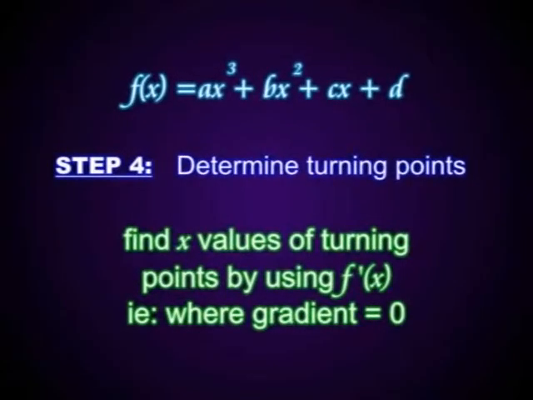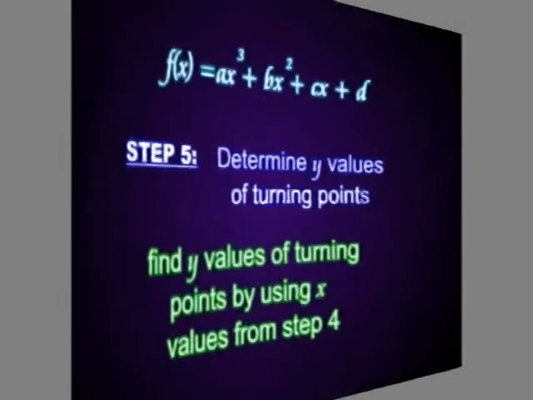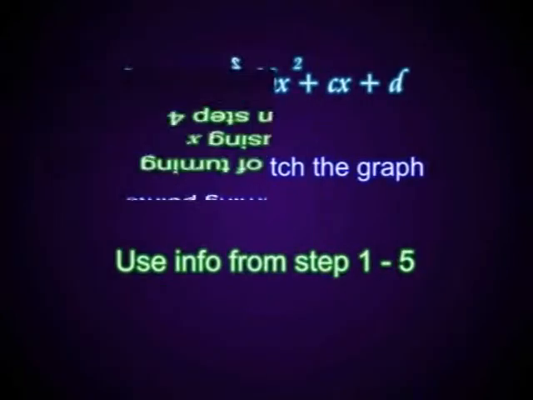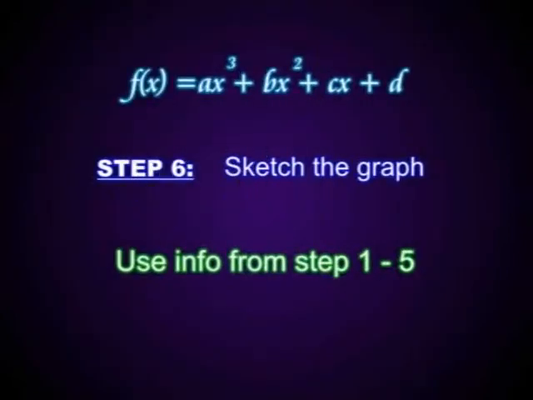Step 4. We look at the turning points. In step 4 we are going to be looking for the x values of the turning points. In other words, we are looking for when the derivative or the gradient is equal to 0. Step 5. We are going to be looking for the y coordinates of the turning points, after we have found the x values of the turning points. Step 6. We take all of the information we have collected above and we sketch our graph.